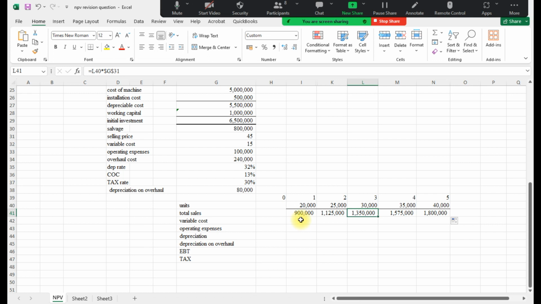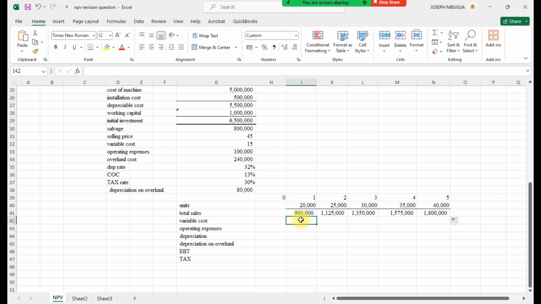After that, the variable cost that we had. Remember, variable cost varies with sales, and I will take our units multiplied by the variable cost, which we shall fully lock because that one is a constant. It is not changing. Yeah, that's our variable cost.